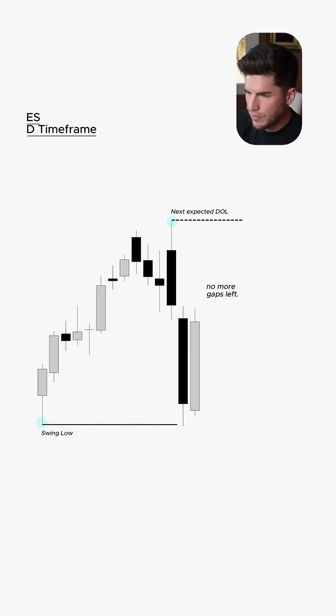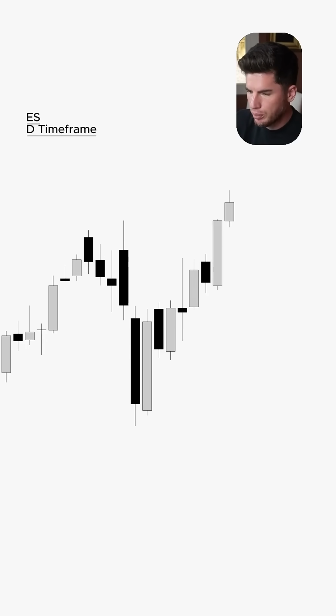We have no gaps on the way up. If we trail back, we are in a bullish market, so we expect new structural highs to be created. Let's see how price moves.